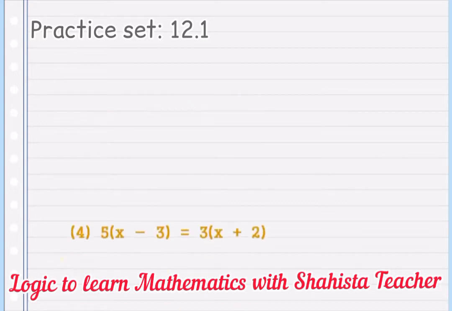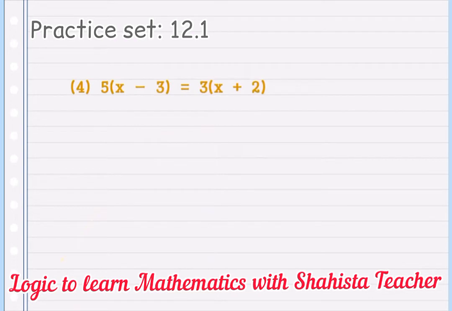Okay. Now next question. Question number 4 says that 5 bracket x minus 3 is equal to 3 bracket x plus 2. Whenever you see this kind of bracket, that means you have to do here multiplication operation.